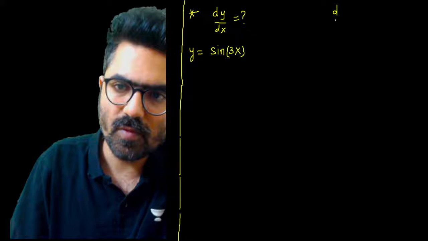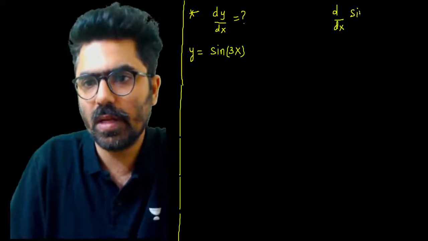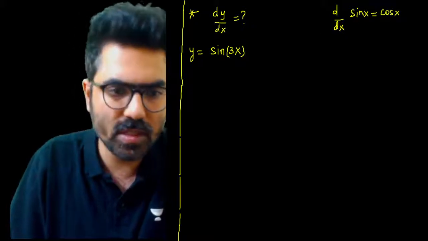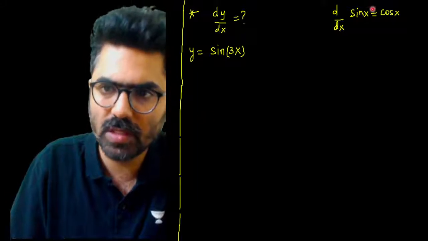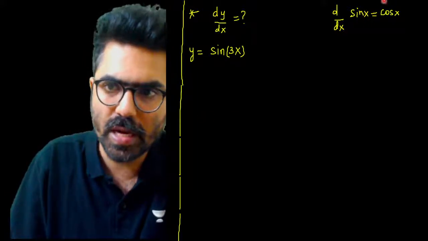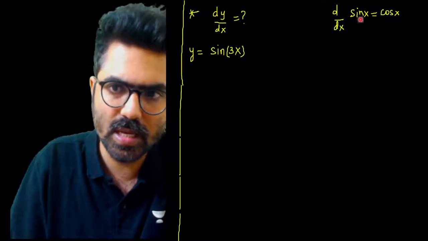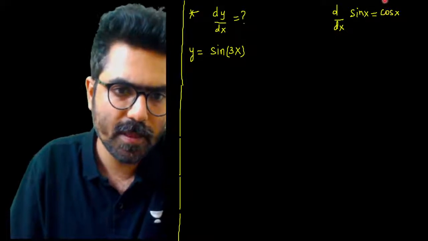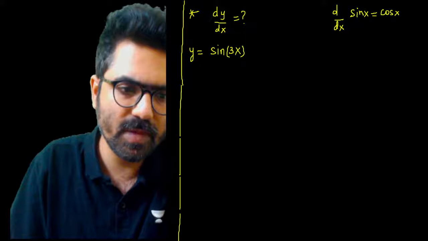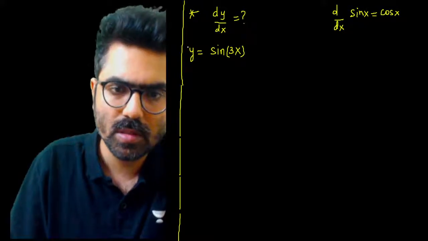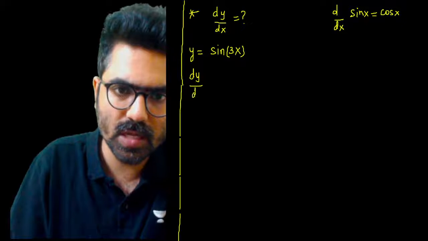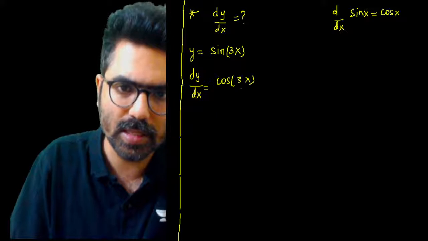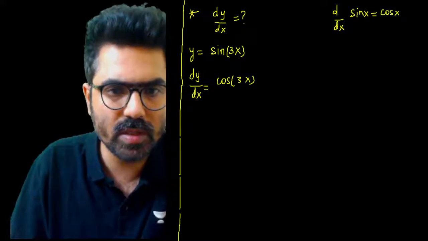So first recall the derivative of sine x. We have learned this formula. Derivative of sine x is cos x. It means whatever is written inside the sine, we have to write inside the cos. If you apply this logic, the derivative of sine 3x will be cos 3x.